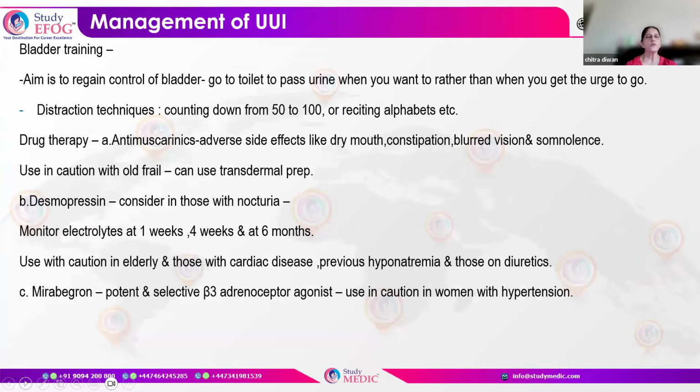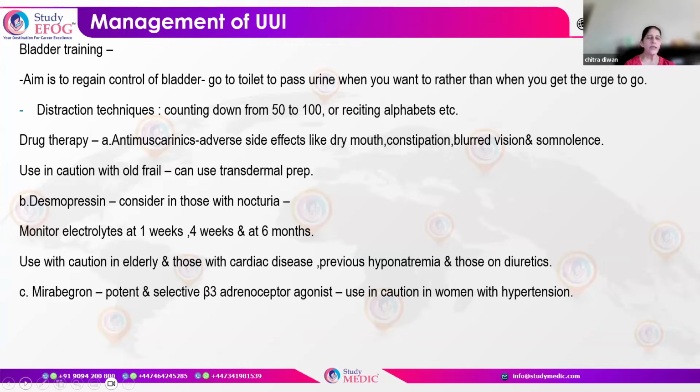Let us see management of urge urinary incontinence. So bladder training. Now, what is the aim? The aim for this is that the woman should be able to regain control of her bladder, and she should go to the toilet to pass urine only when she wants to, rather than whenever she gets the urge to go. So for this, you have to tell the woman that she should be practicing some distraction techniques, like she can count from 50 to 100, she can recite alphabets or any distraction technique she can perform.